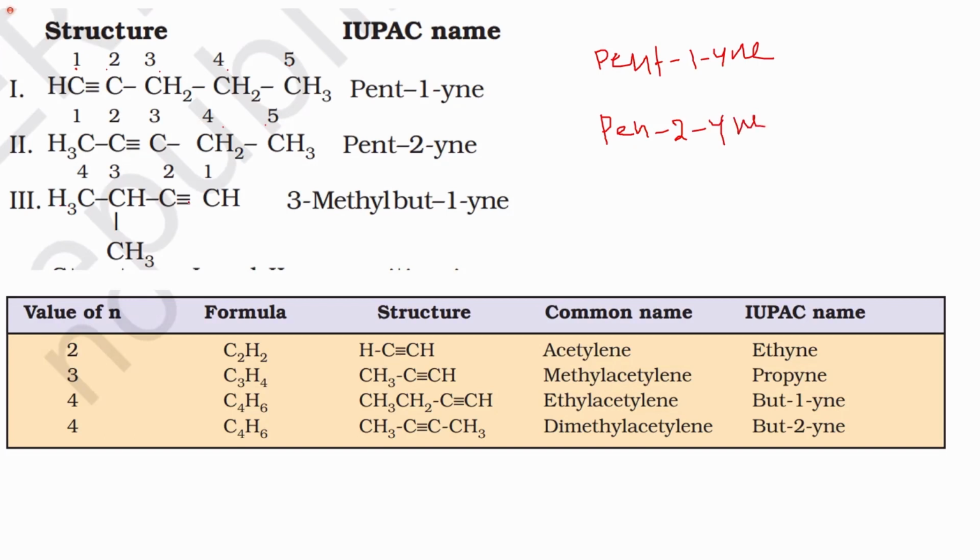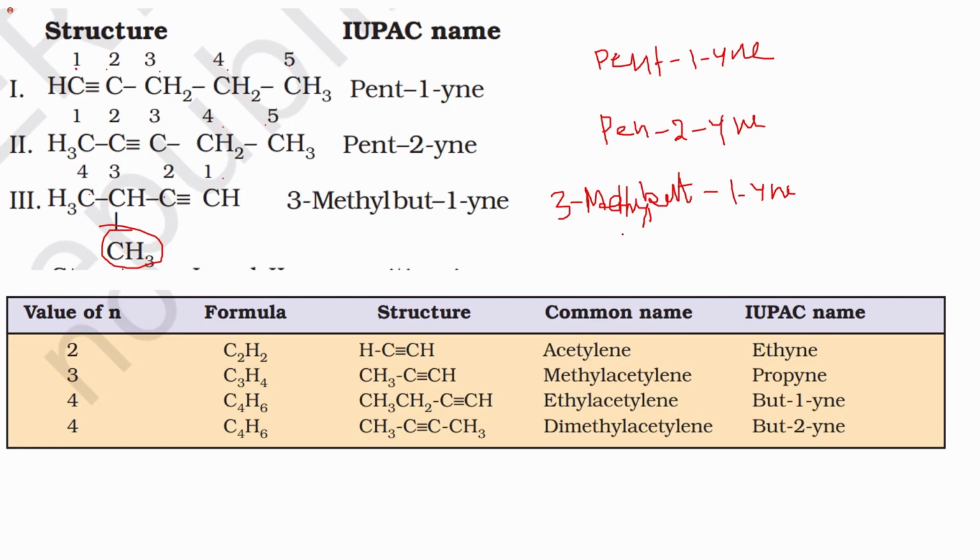Now we'll start the third example. So 1, 2, 3, 4. You can see 4 carbons are present here, so first we write but. The alkyne group is at carbon 1, so but-1-yne. And we check whether any other functional group is present. At carbon 3, one methyl group is present, so we can write 3-methyl. So now the structure and the IUPAC name are complete with the help of the IUPAC numbering: 3-methylbut-1-yne.